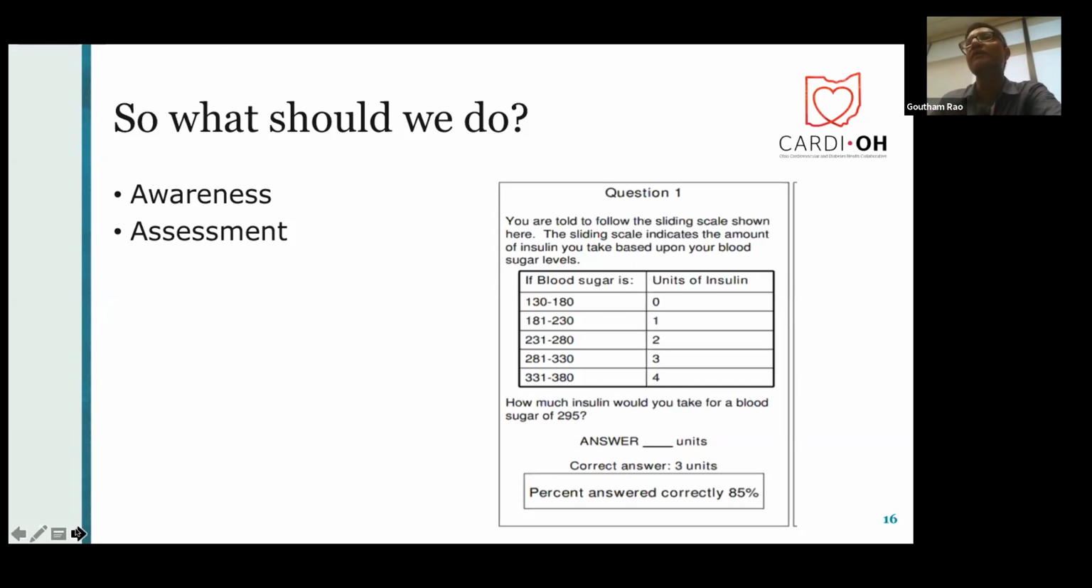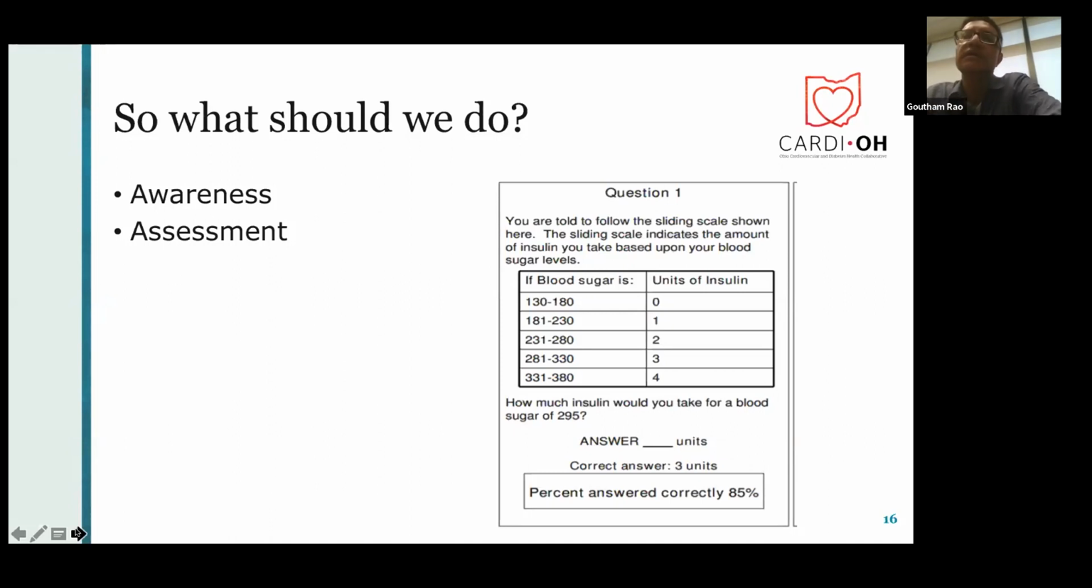It's one thing to have poor health literacy and say, I really don't understand what my options are for this cancer treatment, or I don't understand what the complications of diabetes are. But it's much more embarrassing to say, I'm not sure if I can answer this problem, which is if your blood sugar is in this range, how many insulin units did you take? Only 85% of the general population got it. So they were able to figure out that 295 lies between the interval of 281 and 330, and that they should take 3 units. That's 15% of the general population who could not. I guarantee you it's much higher among populations that are at risk.